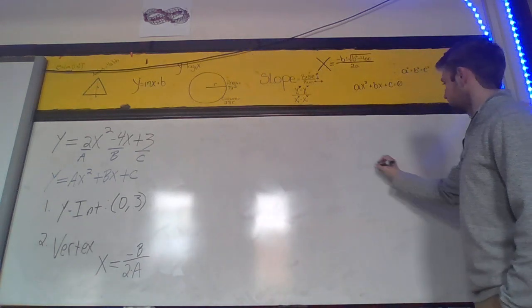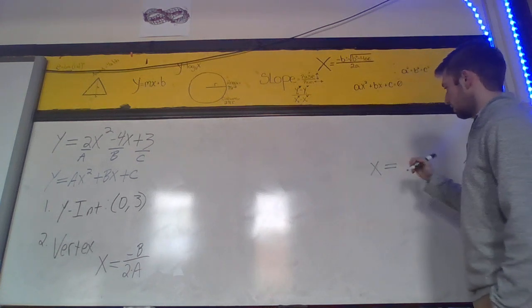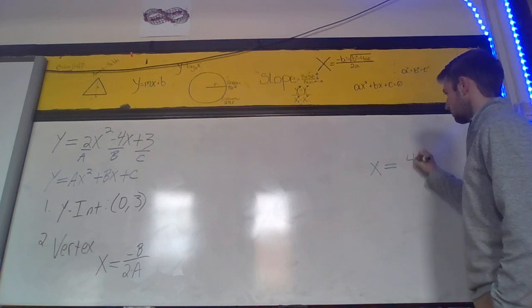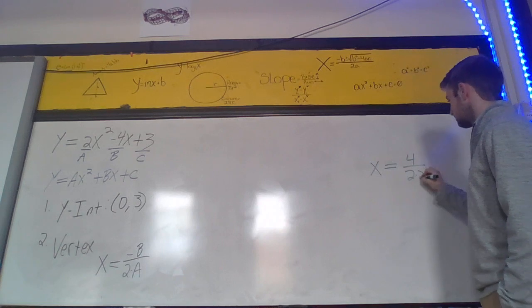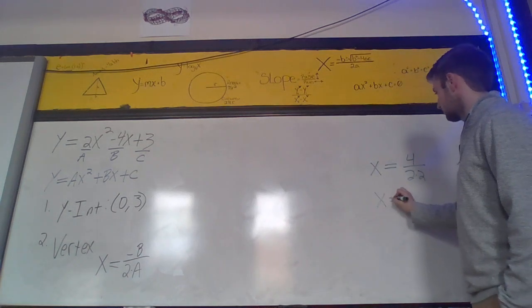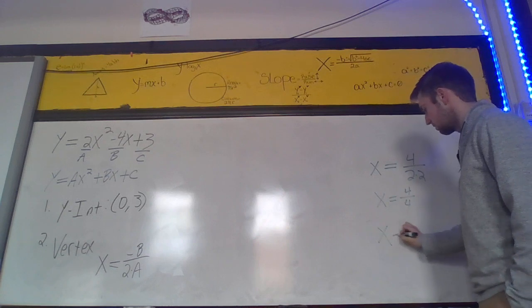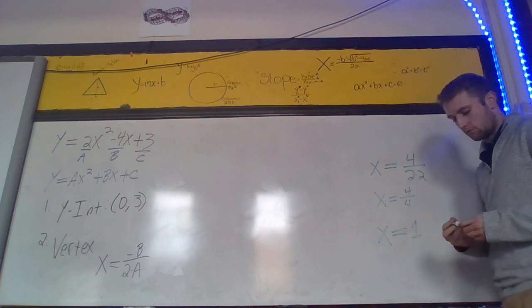So x is equal to negative negative 4, a double negative pretty much. We've got a negative 4, so that becomes a positive 4, all over 2 times a. Well, 2 times 2, so now we've got x is equal to 4 over 4, and we know that x is just going to be equal to 1. So x is equal to 1.